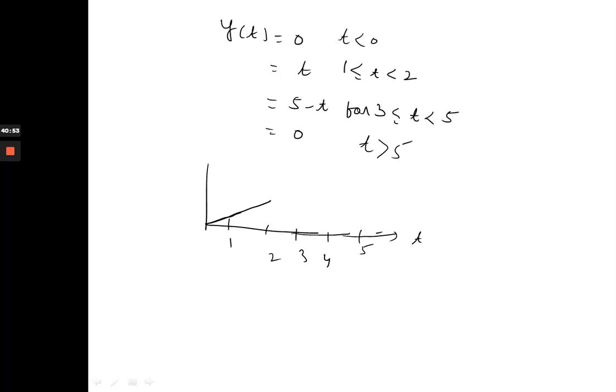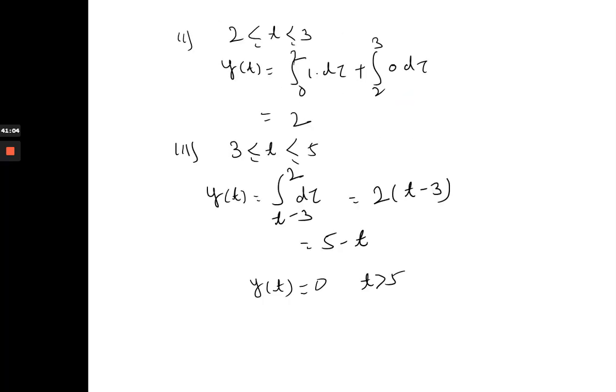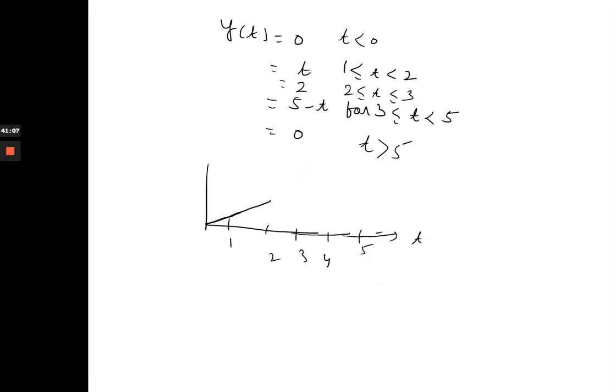This is constant 2. Between 2 to 3, this is 2, this is constant. Then between 3 to 5 this is 5 minus t, and at t equal to 5 this becomes 0, like this. For 3, this is 5 minus 3, which is 2, and this is 1, like this, and this is the y of t.